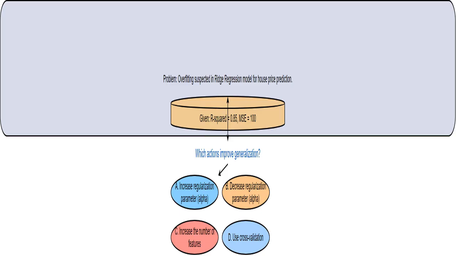I see a problem. You're using ridge regression to predict house prices, and you suspect overfitting. Overfitting happens when your model learns the training data too well and doesn't generalize to new data. That means it performs great on the data it's already seen, but poorly on new, unseen data. The question is, how can we fix this?